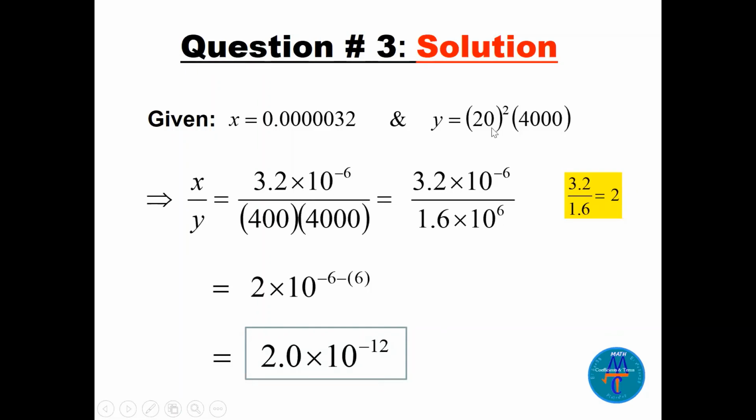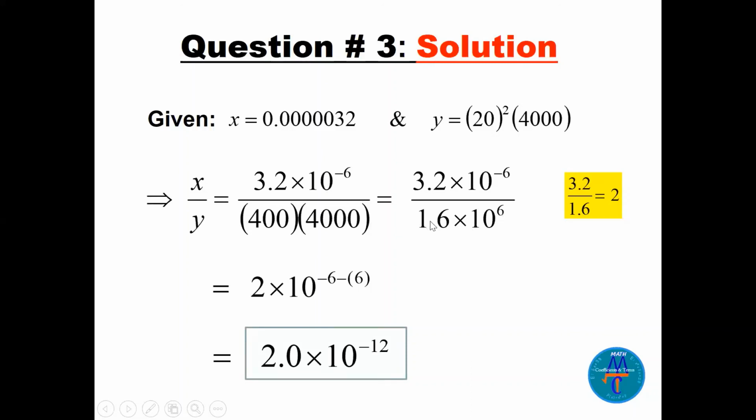Now let's look at y. Little tricky here. y is 20 squared. 20 squared, 20 times 20 is 400, times 4,000. So this will be 16. 4 times 4 is 16. And this is 5 zeros there. So when you convert this to scientific notation, it's 1.6 times 10 to the power 6.